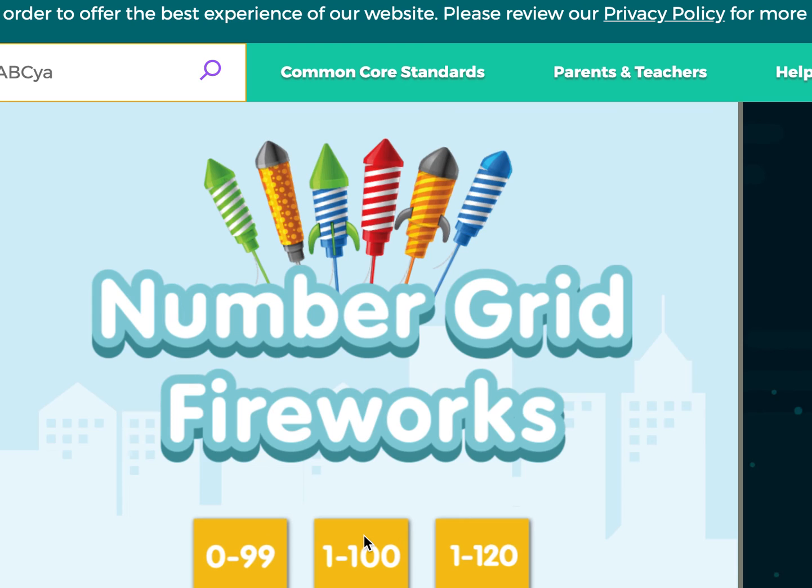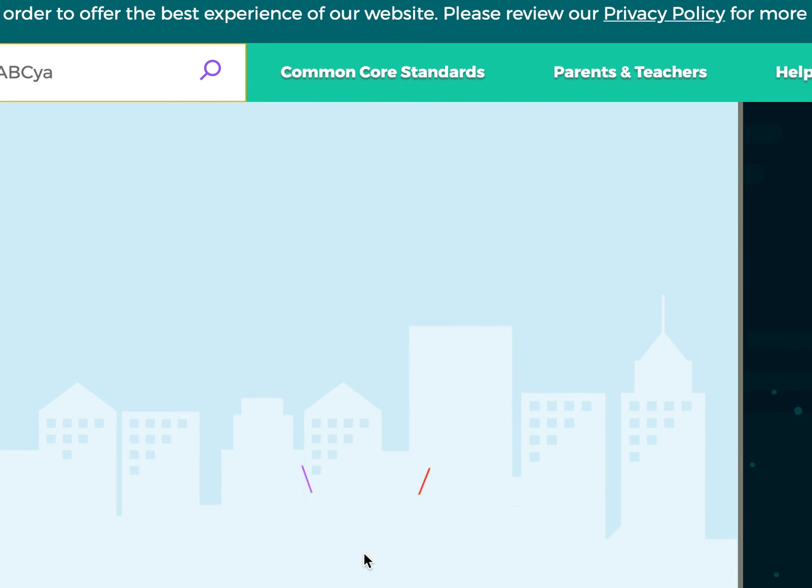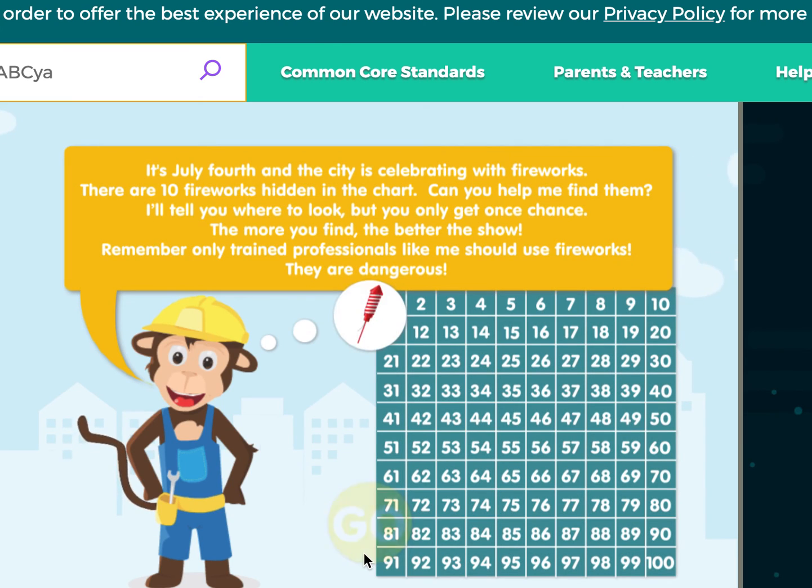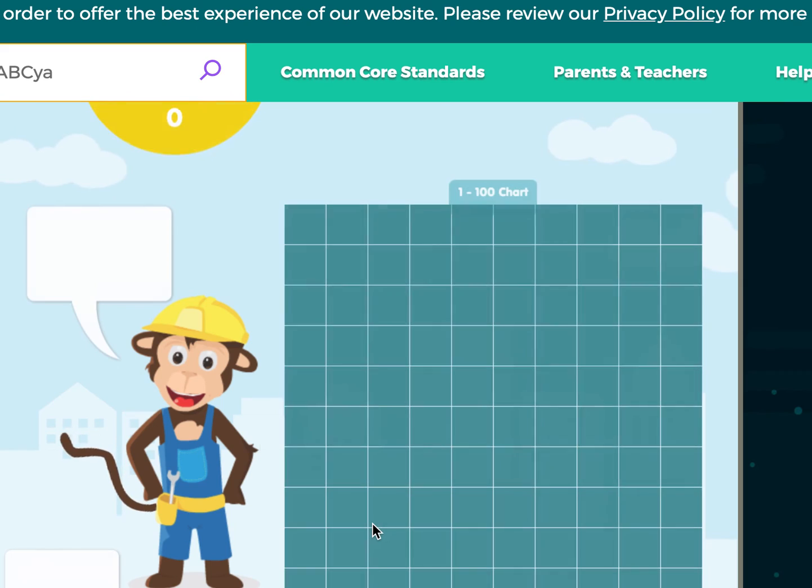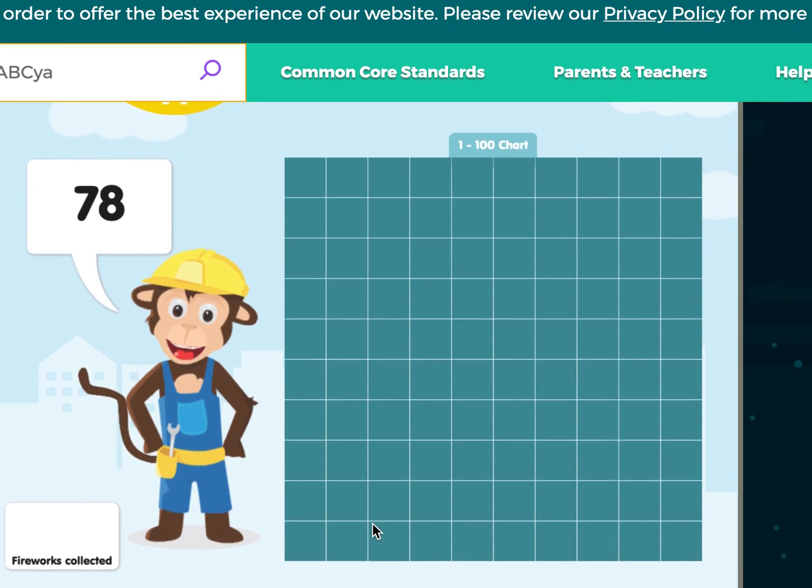Number grid. Select a chart. You want the 1 to 100? It's July 4th, and the city is celebrating with fireworks. There are 10 fireworks hidden in the chart. Can you help me find them? I'll tell you where to look, but you only get 1 chance. The more you find, the better the show. Remember, only trained professionals like me should use fireworks. They are dangerous. 78. Aha.